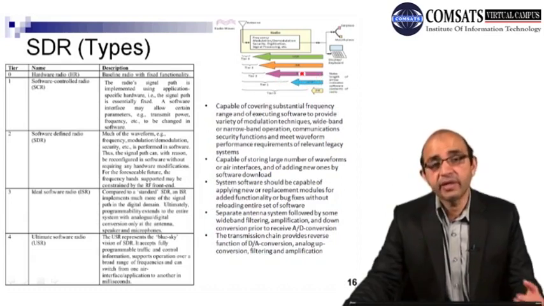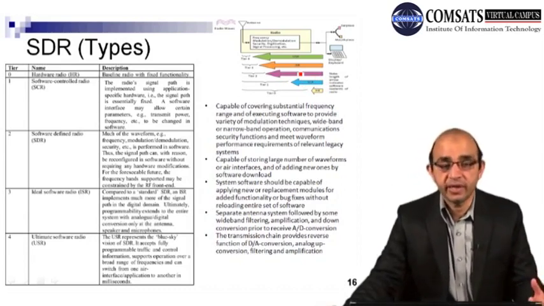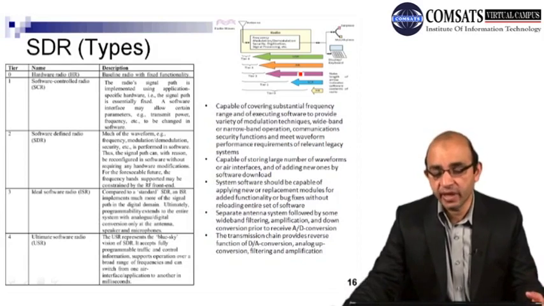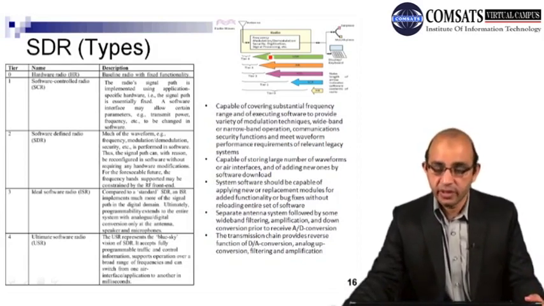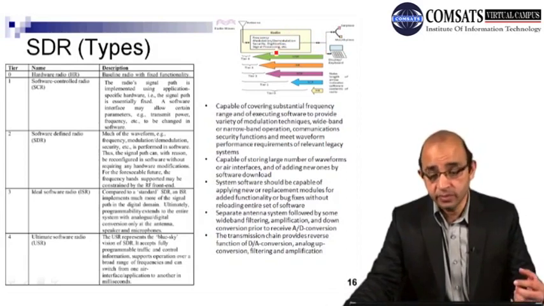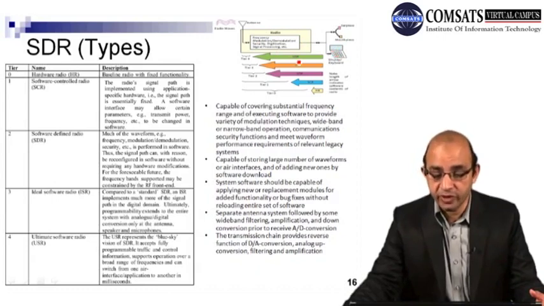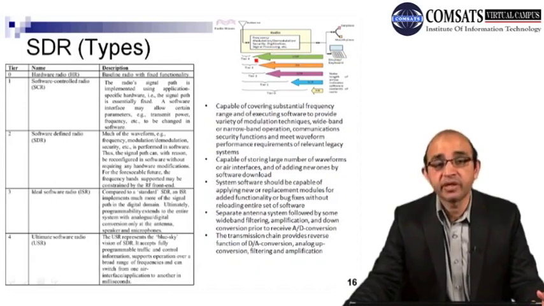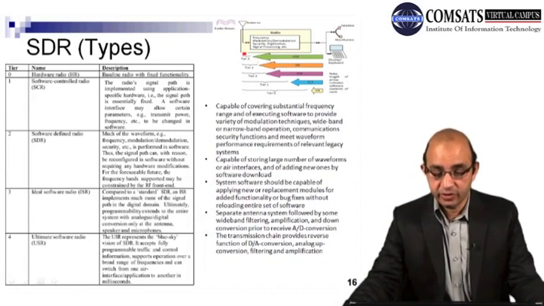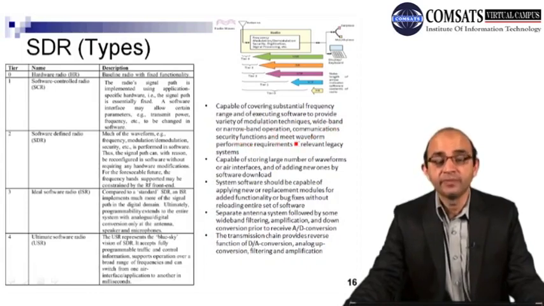So here we are actually trying to move as close to the antenna as we can by grabbing all the functions, or by coding all those functionalities into the software, into the computer. So we are moving as close as possible to the antenna, the transmission or receiving antenna. So it is capable of covering a substantial frequency range, of executing software to provide a variety of modulation techniques, wideband or narrowband operation, communications, security functions, and meet waveforms.